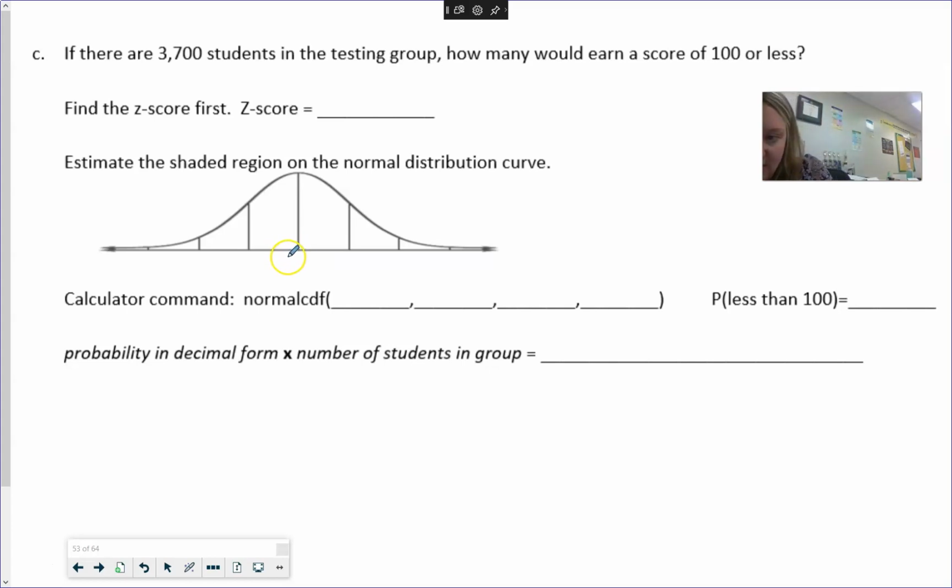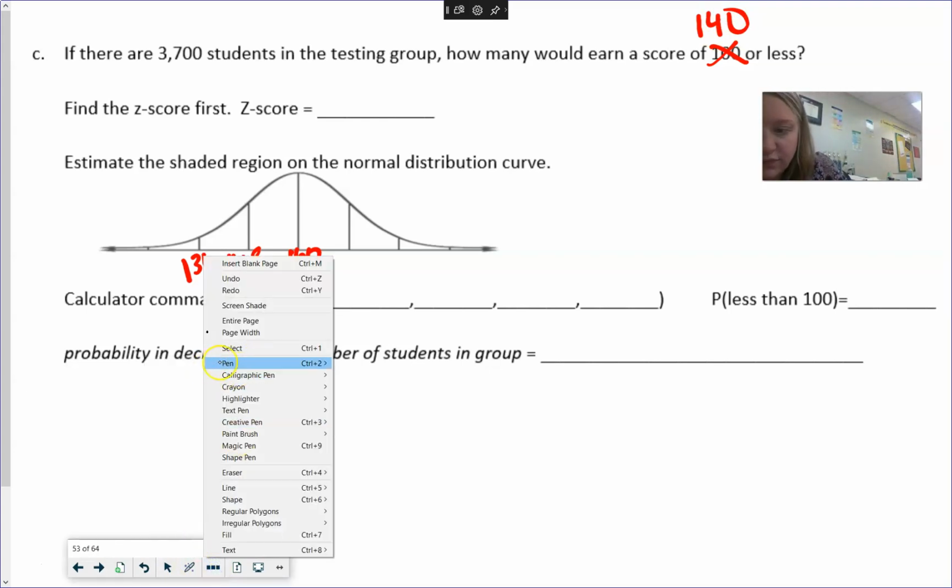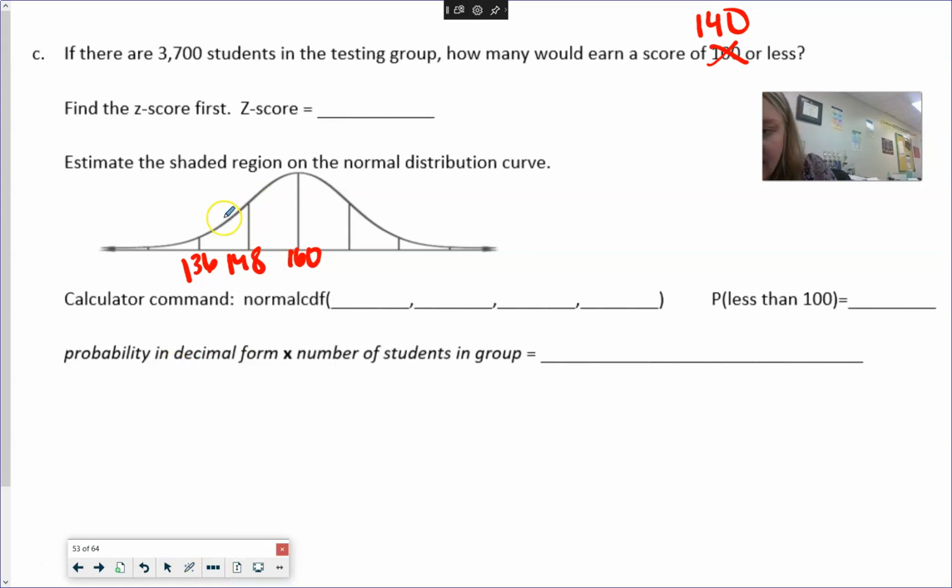So 160 is still in the middle. Where did it say 100? So we're going to go down. 148, 136. 36, there we go. Oh, sorry, I want to change this to 140. I apologize. All right, let's change that to 140 or less. All right, so 140 is going to be about here in the middle-ish.